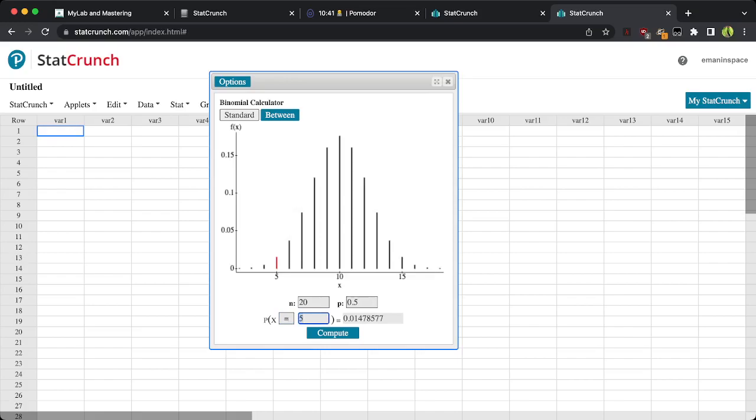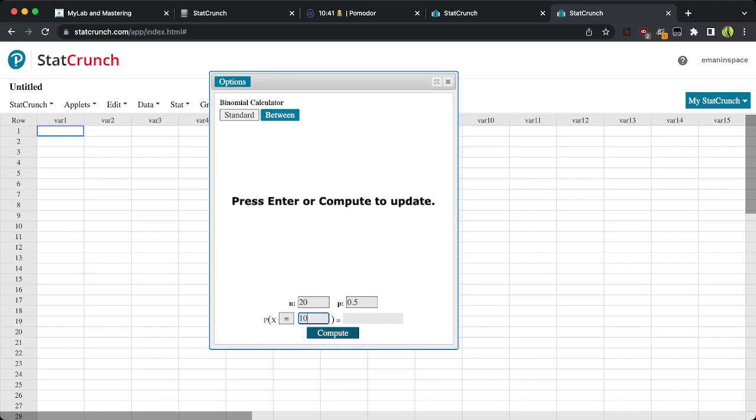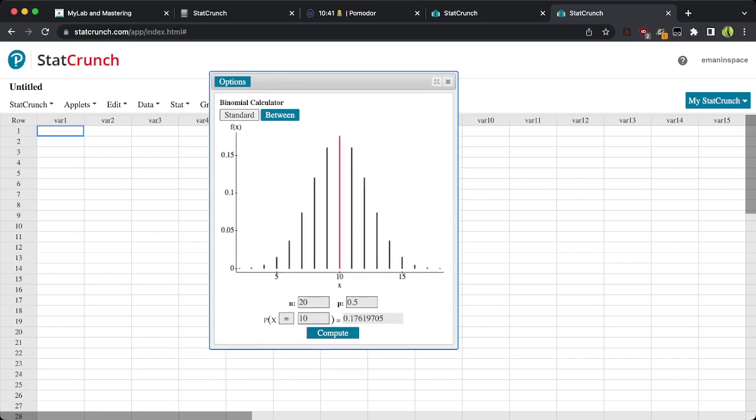So what this is telling us is that there's about a 1.4% chance of getting 5 heads out of 20 trials. You can see there's a 5 on the horizontal axis, and it has highlighted the 5. If we change that to, say, 10, and click compute, you can see that the 10 is highlighted now. There's about a 17.6% chance of getting exactly 10 heads out of 20 flips.